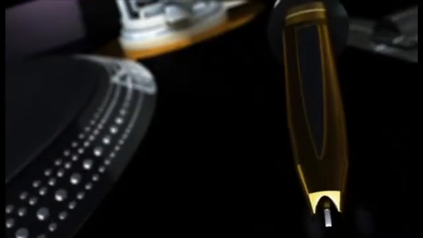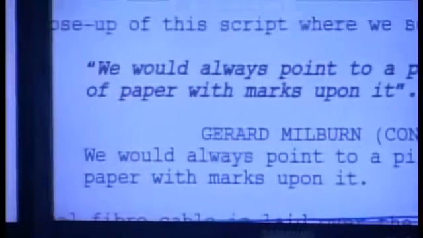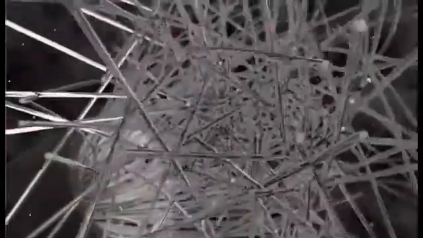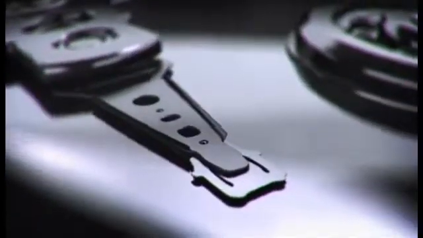In the ordinary everyday world, it's difficult for us to separate the idea of information from content and meaning. But we can get an idea of why information is physical if we think about, for example, what we would do if we were asked to point to information. And we would always point to a piece of paper with marks upon it. We might point to an optical fiber. We might point to a hard disk.